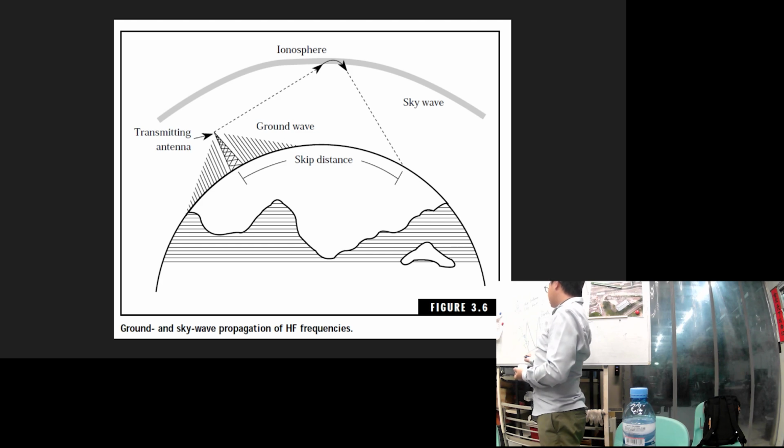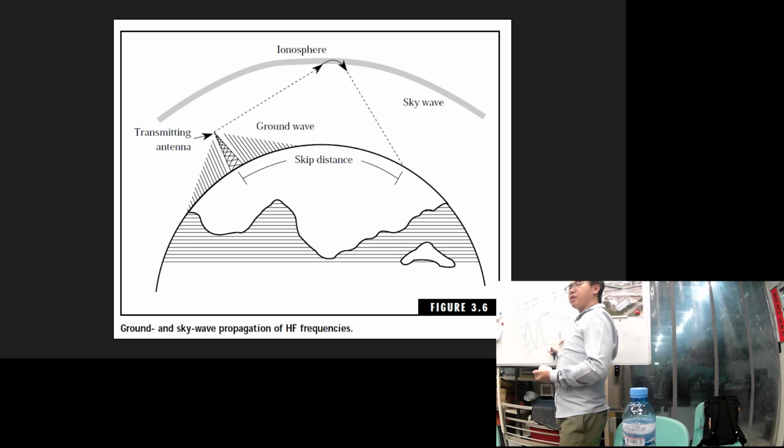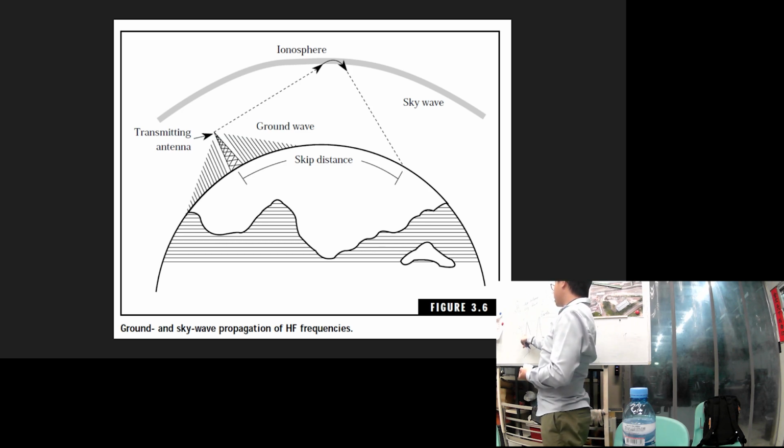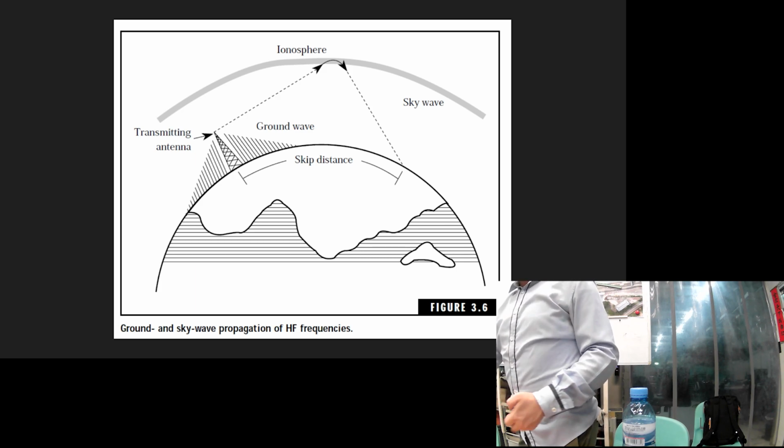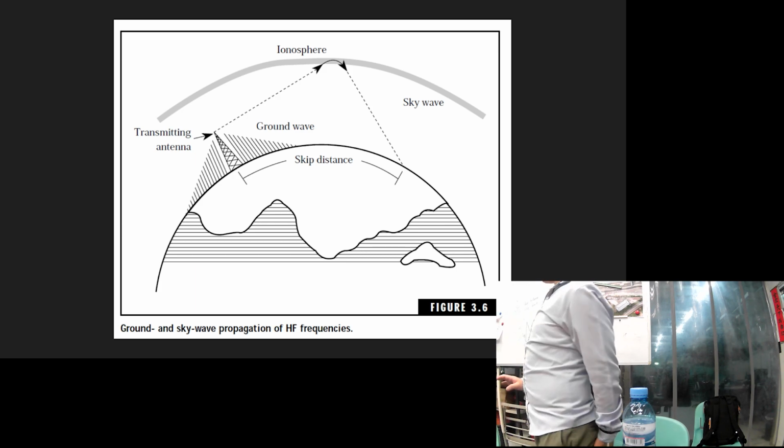You see that the skip distance becomes much smaller. So that's why the skip zone and skip distance really depend on the angle you emit the signal. If you do it at 0 degrees, of course, you don't have skip distance. You don't have multiple hops. All the signals will reflect from here to here, like this one. You won't have any other place to be able to receive the signal.